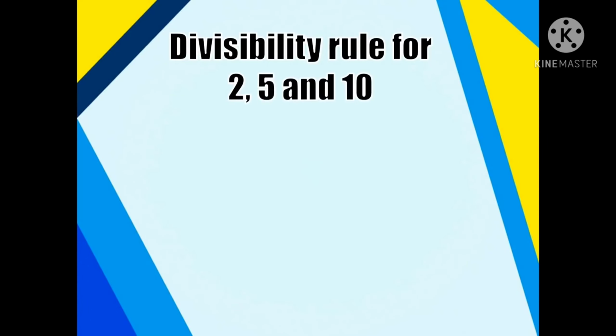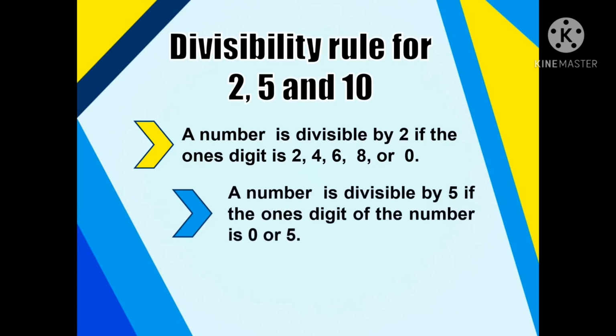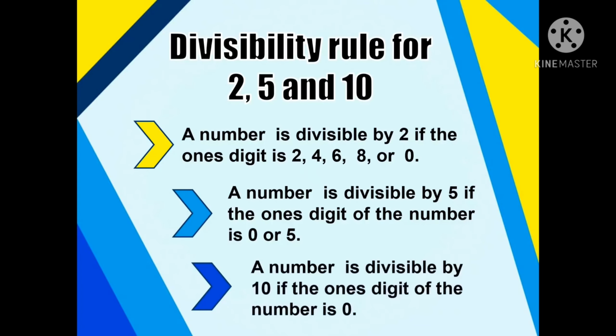Congratulations! You did all the best. Now, always remember the divisibility rule for 2, 5, and 10. A number is divisible by 2 if the ones digit is 2, 4, 6, 8, or 0. It is divisible by 5 if the ones digit of a number is 0 or 5. And a number is divisible by 10 if the ones digit of a number is 0.